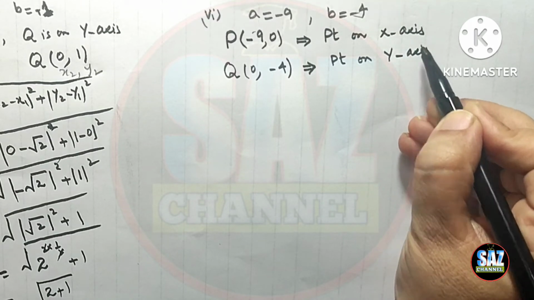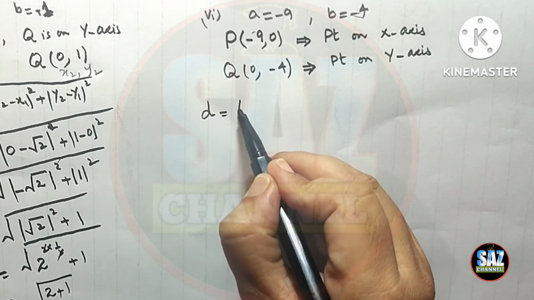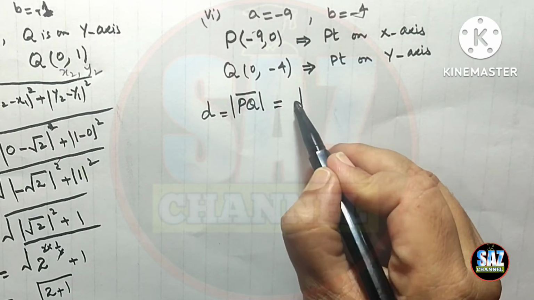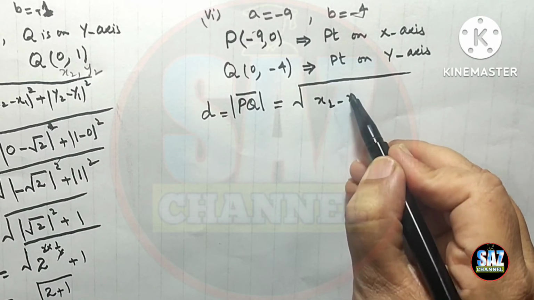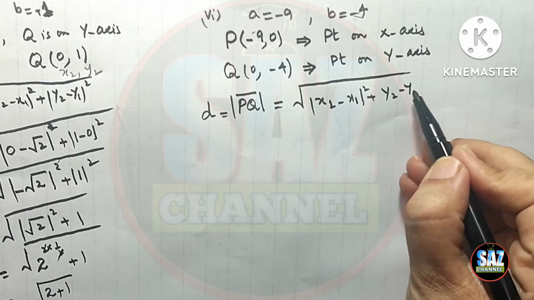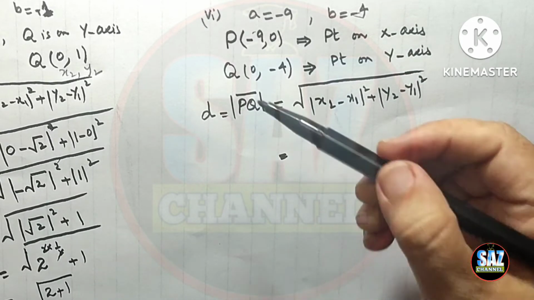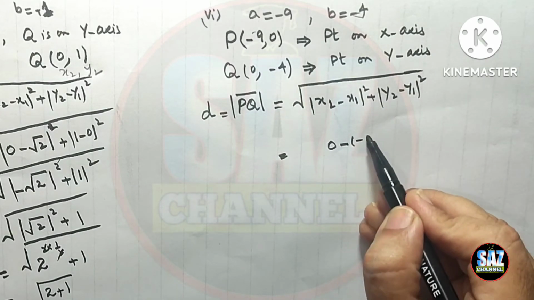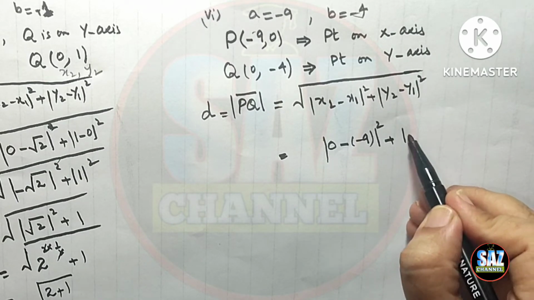Now it's the time to recall and think about the formula and the symbols. Distance PQ equals the square root of what? Sum of the square differences of x values, x2 minus x1 whole square plus y2 minus y1 whole square, square root. Now x2, this is my second point, so 0 minus 9 square plus minus 4 minus 0 square.